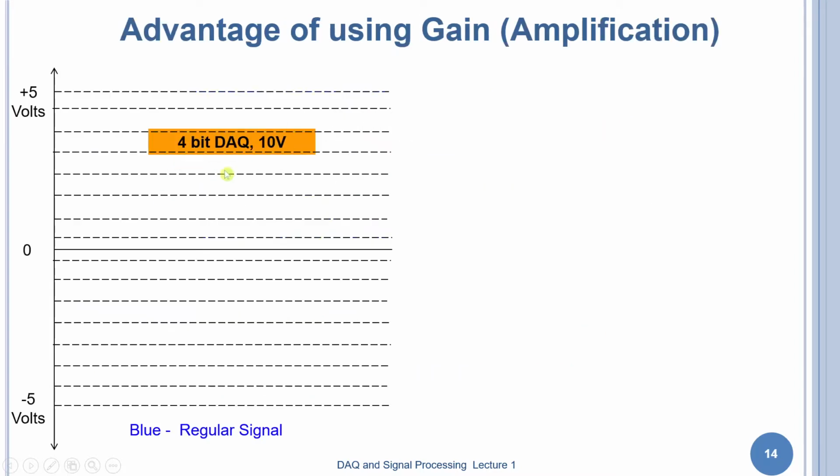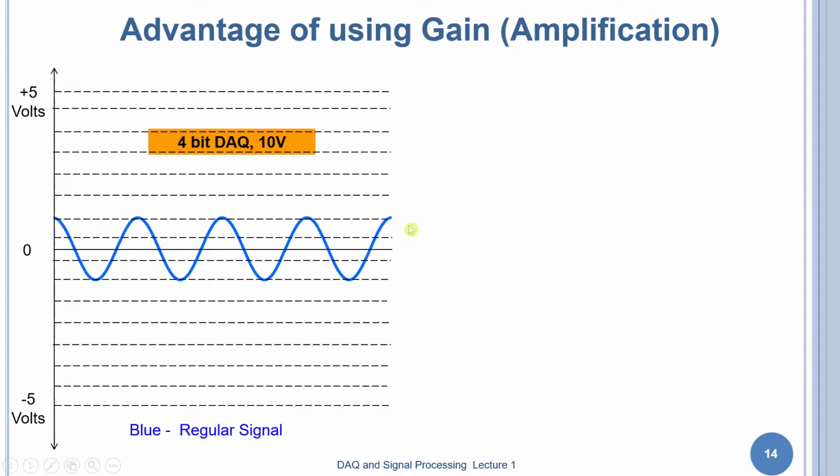I'm taking a 4-bit DAC with a 10 volt range. A 4-bit DAC is going to give me 16 levels of quantization, so I have these 16 different lines here. Consider a signal with a small amplitude. In this case you can see only 4 lines are used to define this signal. So when this signal is quantized, or discretized, or digitized, you're only going to get 4 different levels for this signal.